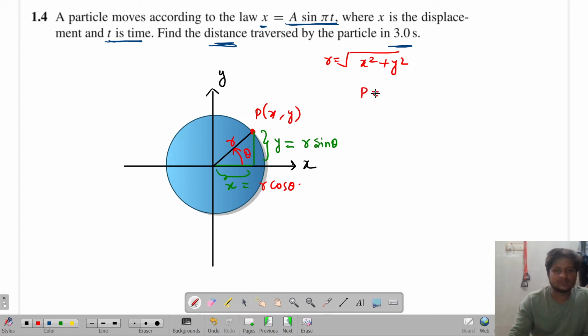Like the particle has the coordinate R cos theta, comma R sine theta, or not? Tell me yes or no. Got this or not? Now move to the next question. So try to see, the x position is given as R cos theta.